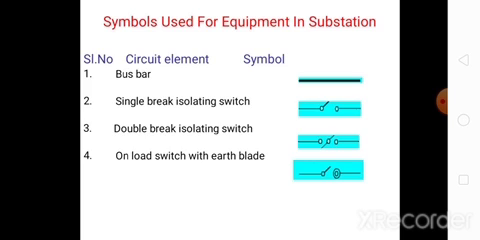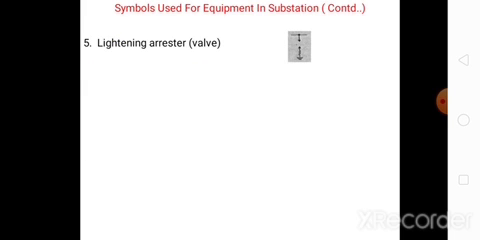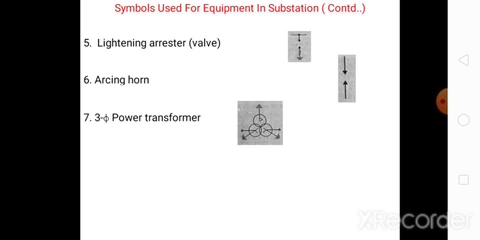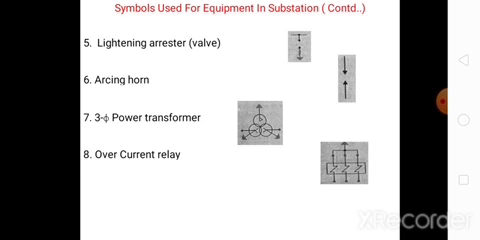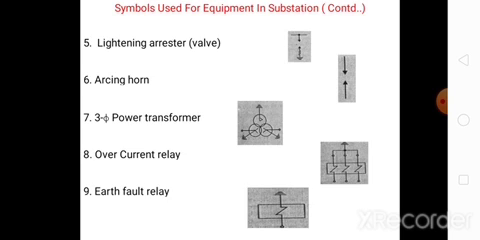On load switch with earth blade: when the load is connected, that is the switch with earth blade. Here it is the lightning arrestor valve. So these are the symbols we use for drawing. Lightning arrestor valve. Arcing horns are used in the towers. This is the three-phase transformer, and this is the overcurrent relay, and this is the earth fault relay.